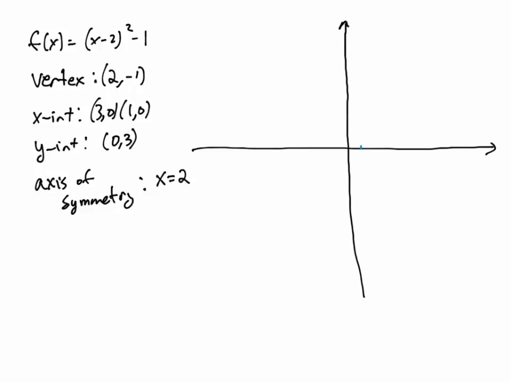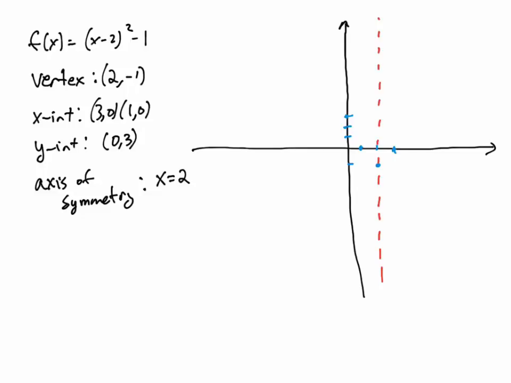The vertex is (2, -1). So the vertex is something like right here. Because the leading coefficient is positive, this parabola is going to open upward. The x-intercepts, we have (3, 0) and then we have (1, 0). So we have a couple points there. Then we have the y-intercept of (0, 3). So we're going to cross right there. And then we know that the axis of symmetry cuts right down the middle.